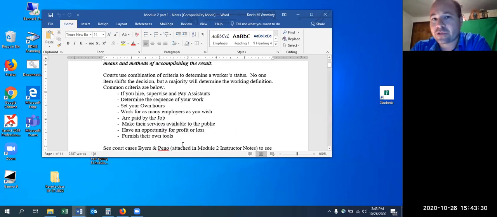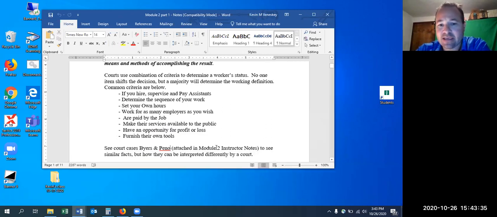Some of the things that a court is going to look at, and there are some court cases, I have these attached in module 2 inside the learning activities. We're not going to necessarily go through these in a whole lot of detail, but there are a couple of court cases that go into detail about companies disagreeing with the IRS on whether somebody was an employee or an independent contractor. Or maybe the worker disagreed with the IRS and thought that they should have been considered an employee, but they're actually an independent contractor, and they are fighting on how much taxes they need to pay.